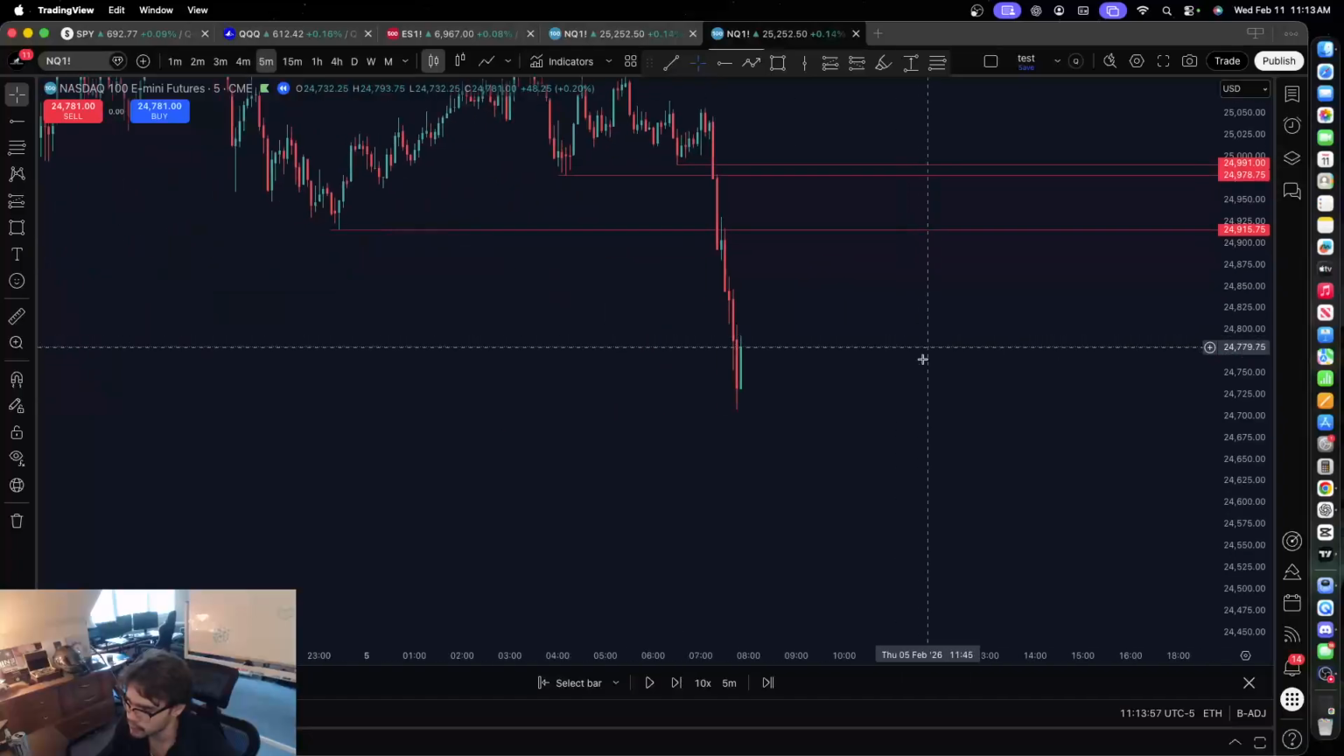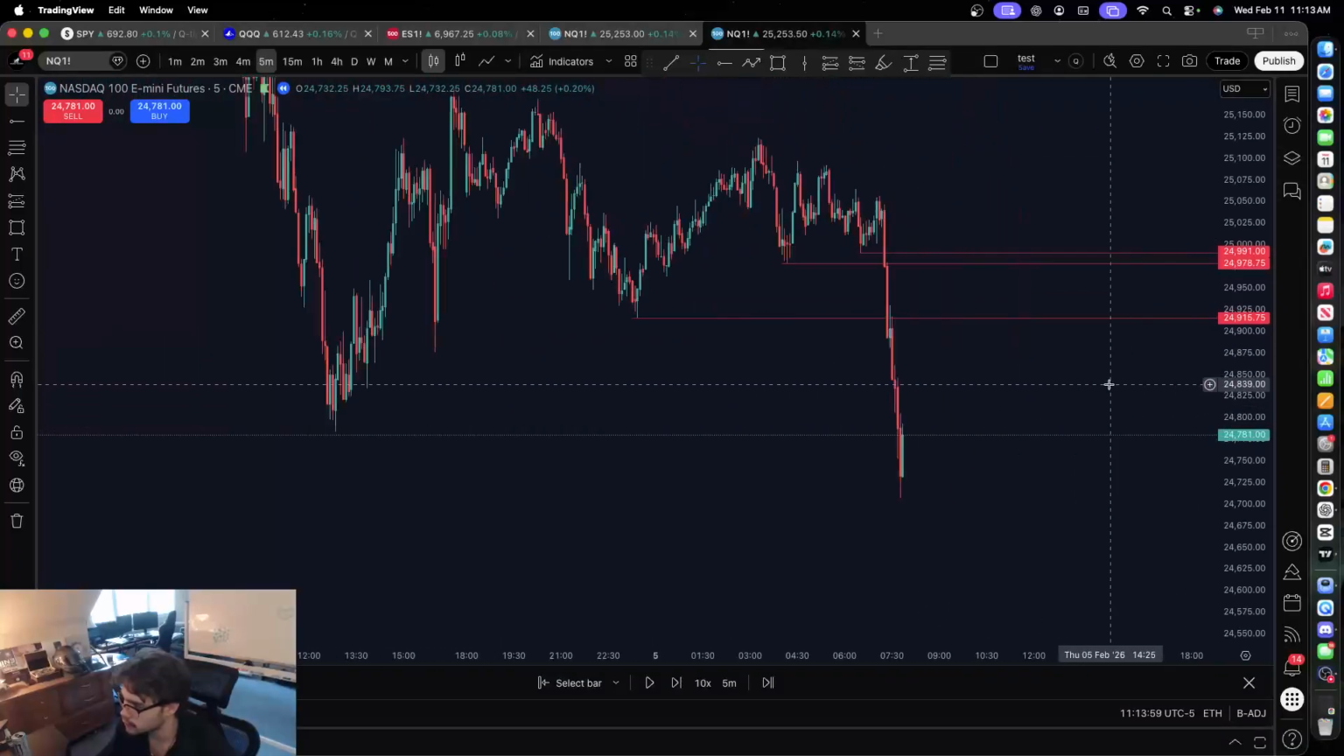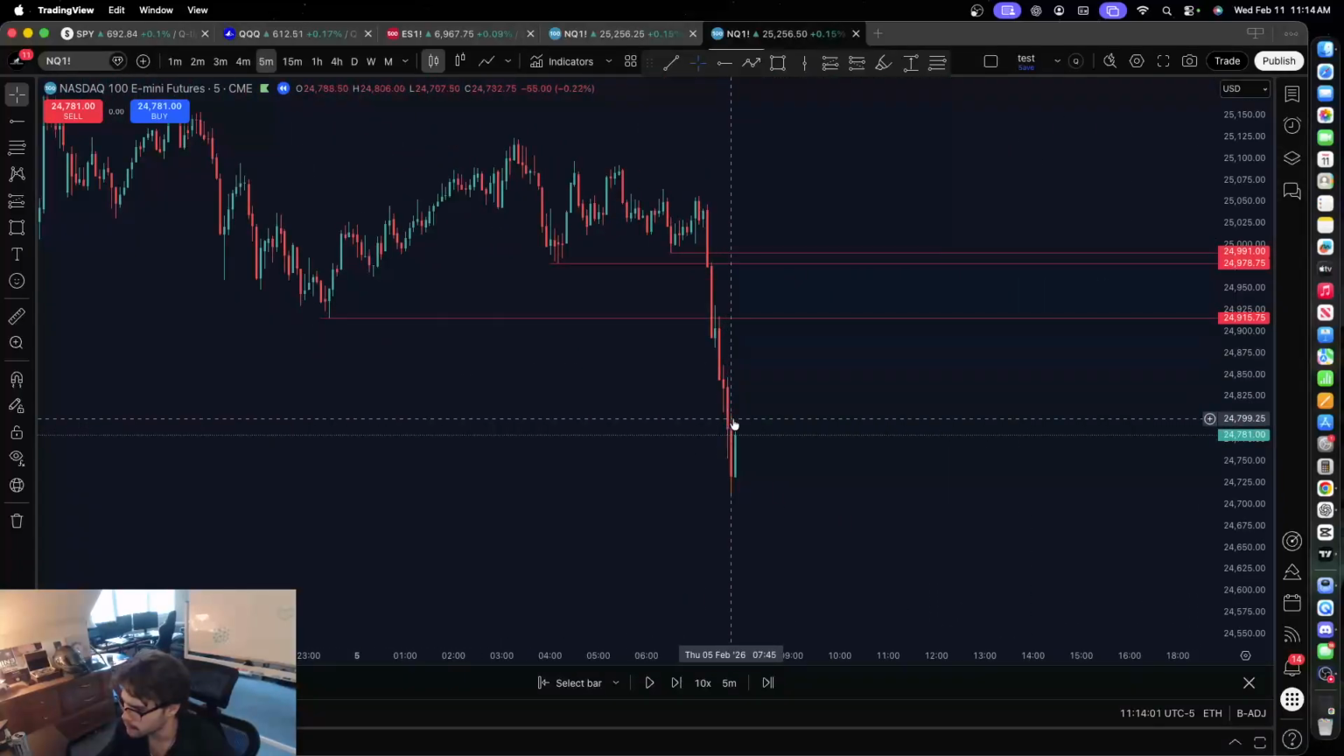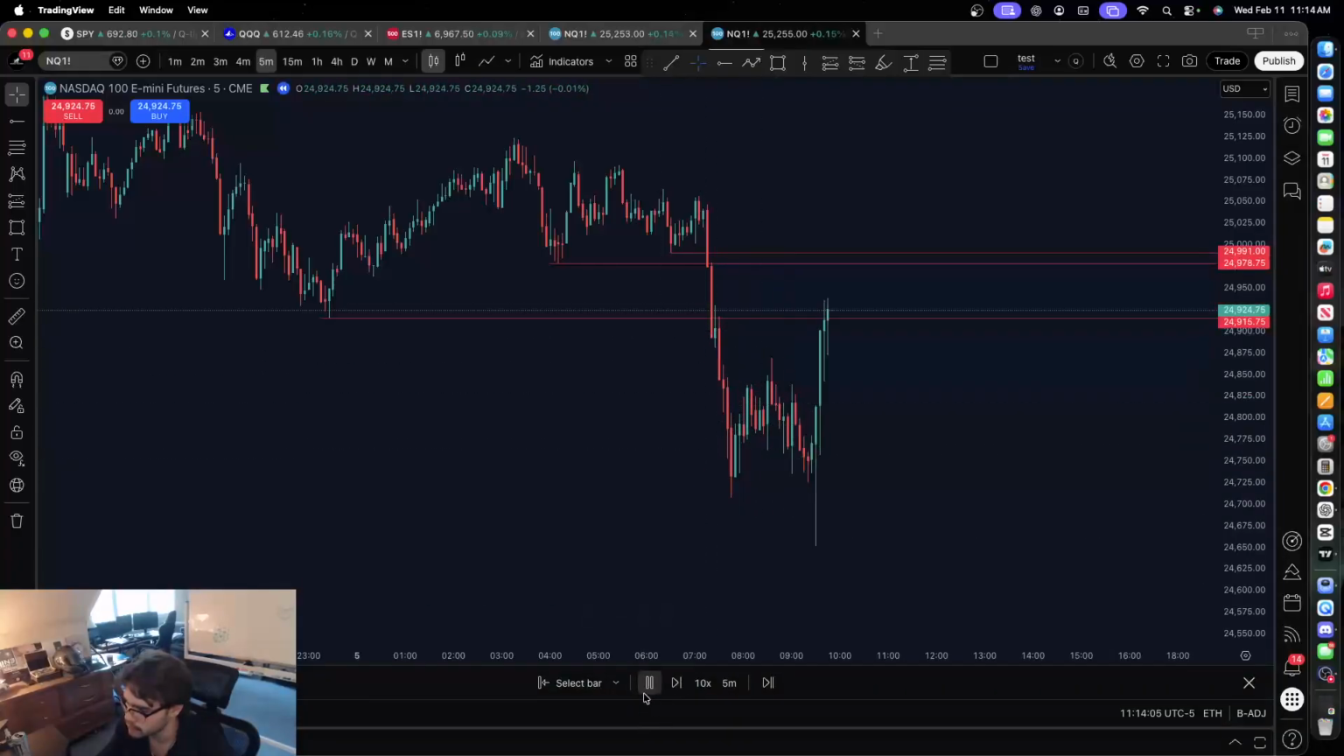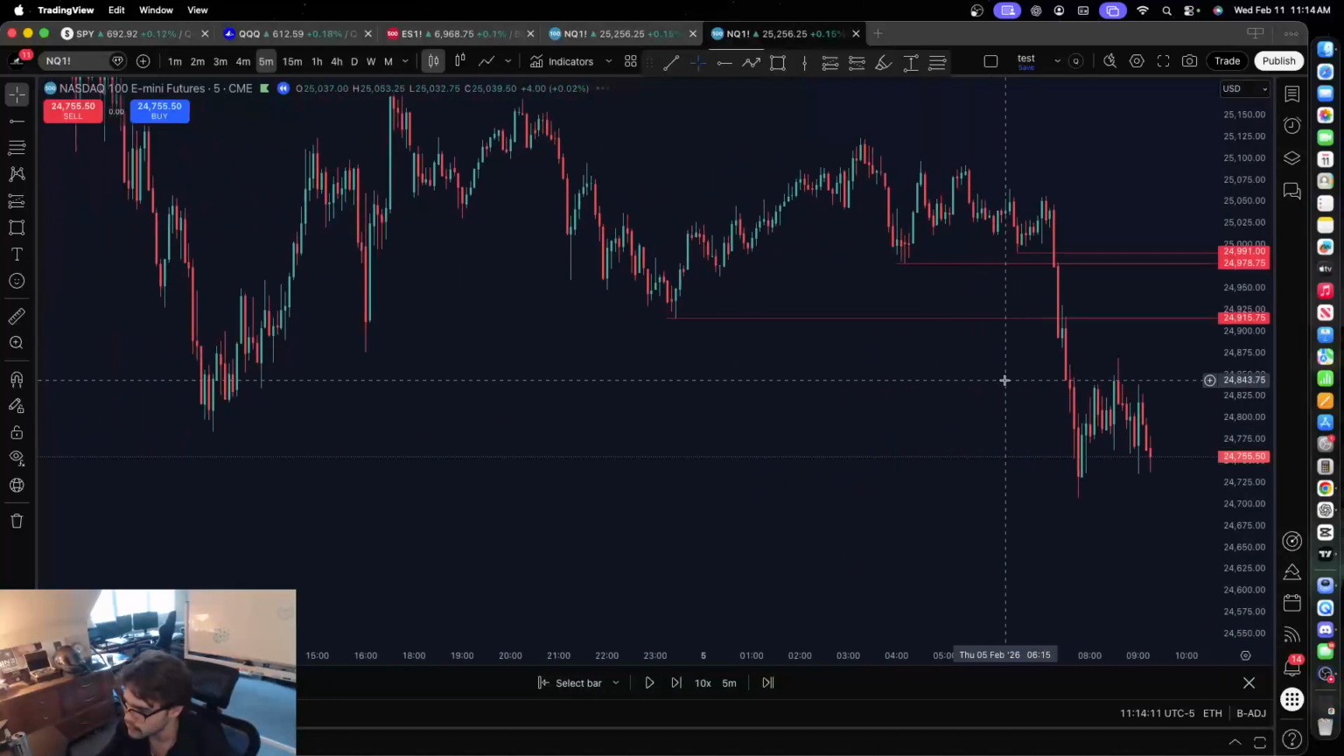Okay, oh yeah, this is market open. Okay, so that's just about market open. No, it's not even. Okay, hold on. I thought we were much closer to market open. Bam. So then select bar. Here is right before market open.